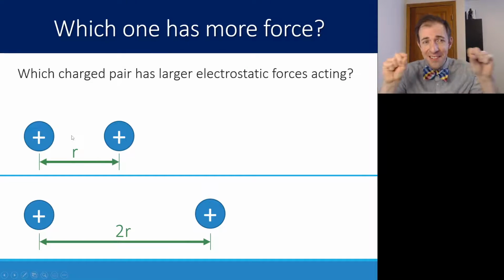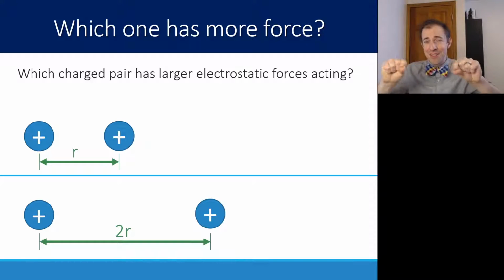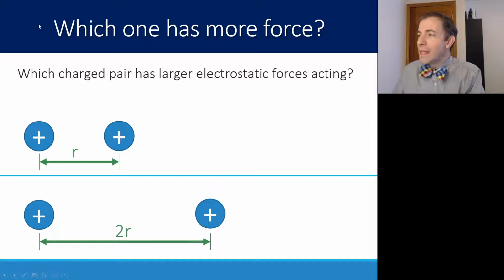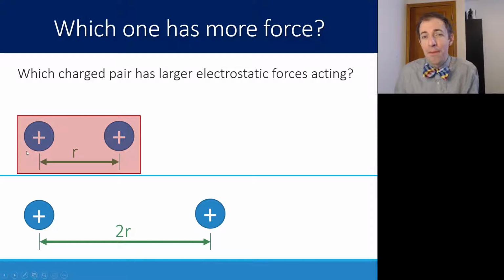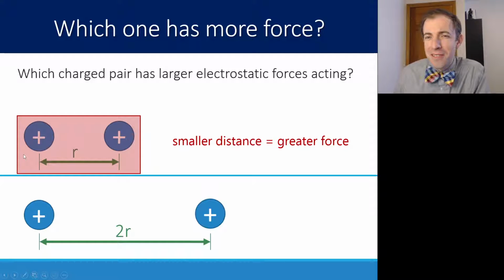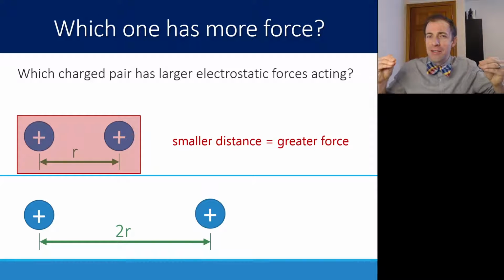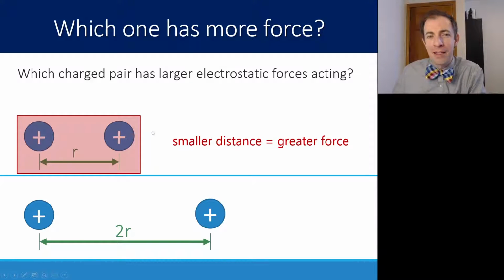If I take two protons and put them next to each other, and I take those same two protons and put them next to each other just twice as far away, we know that the pair that is closer together is going to experience more electrostatic force. They're going to repel more because they have a smaller distance. It's just like if you had two magnets. If you put two magnets really close together, you're going to feel a stronger pull between those magnets than if they were a greater distance apart. So, one thing that impacts their force is their distance, their separation.